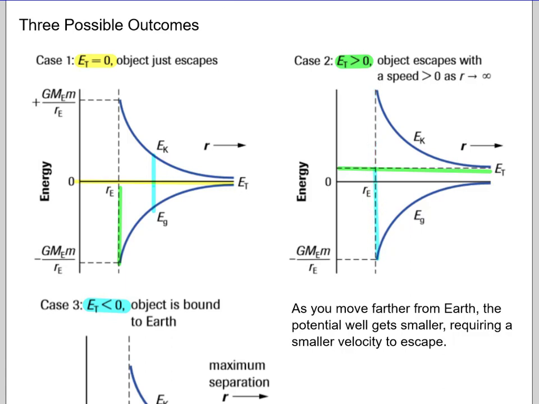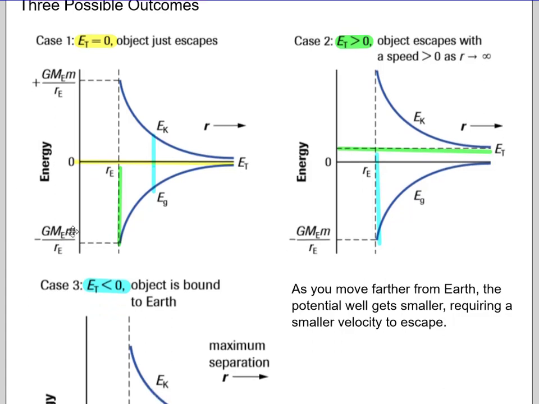You can see your kinetic energy is bigger than your gravitational energy. And so you actually have more kinetic energy. So not only do you escape, but you can actually depart or leave the Earth in this case. So you have more than enough energy to escape the well and fly off somewhere else.